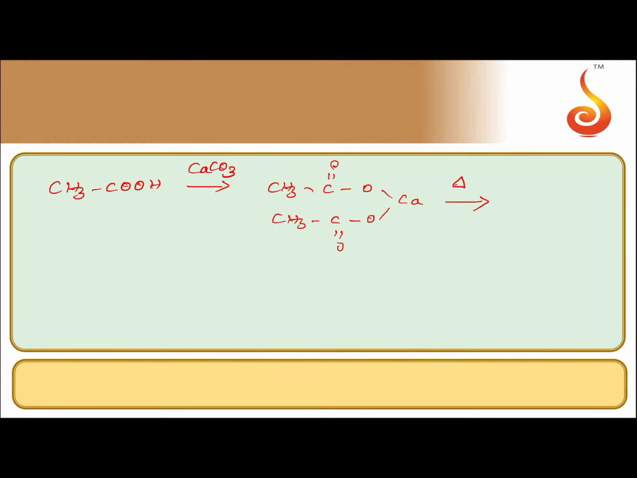Heating, means dry distillation. It loses a molecule of calcium carbonate, minus CaCO3. What is left? Ketone, CH3 C double bond O, CH3, means I will get propanone.